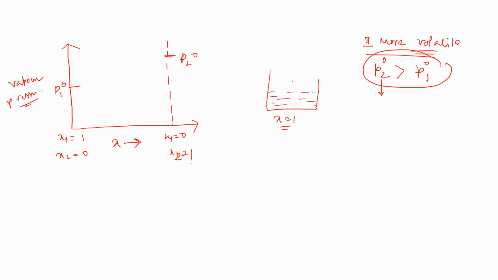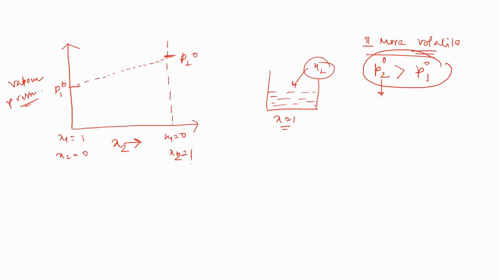Component 1 is there. Now, I am adding component 2. That means the mole fraction x2 is gradually increasing. So, when the mole fraction of component 2 is gradually increasing, then the vapor pressure of the solution also will be increasing, because I am adding an extra component. So the increase is there. When it is only x2, then it will show P2 0.